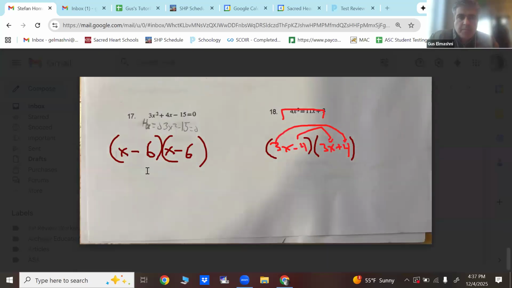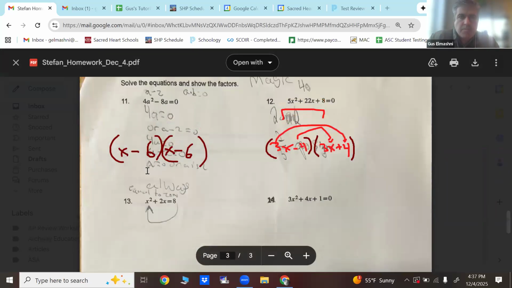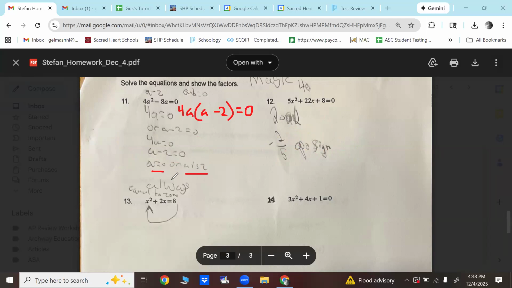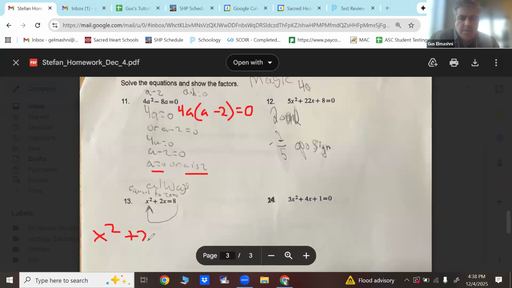Now we get to solving. Now, yeah, you do want to factor it. The a equals 0 or a equals 2. That's good. Before I do 12, that's kind of crazy. Let's take a look at 13. You want to get everything on one side first, just like we did in 11.